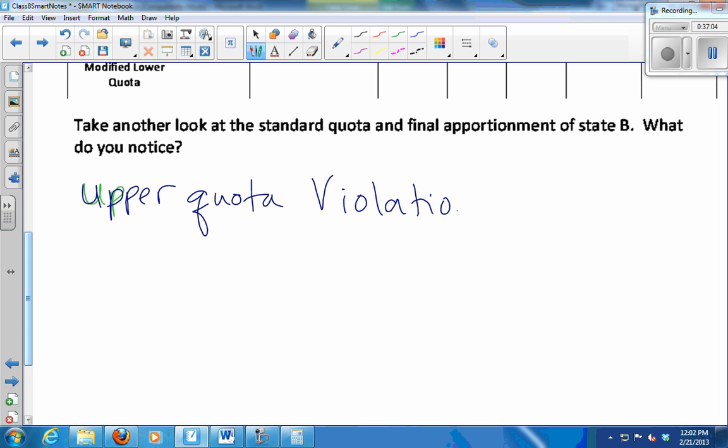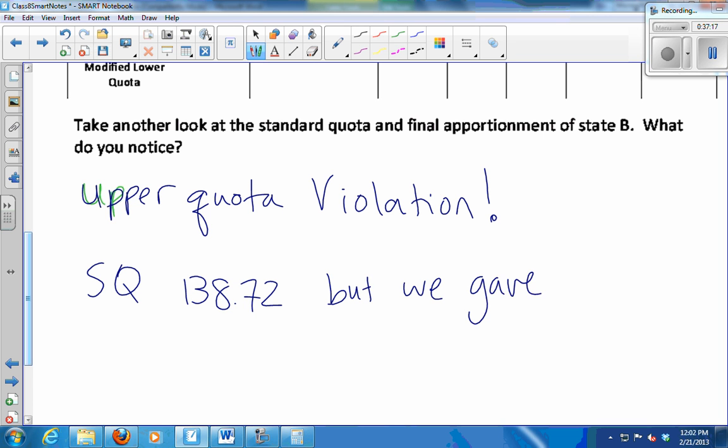Upper quota violation. Standard quota was 138.72, but we gave 140. More than the upper quota.